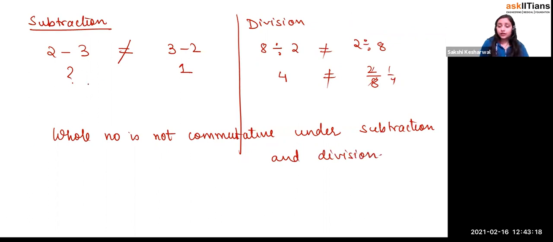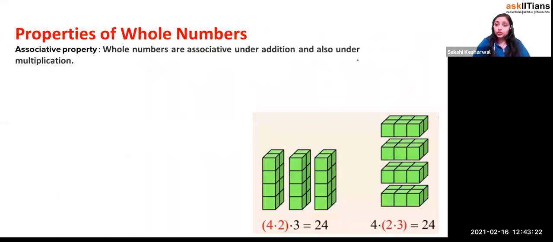Right? Under subtraction, because this answer is going to be -1, right? So they are not equal, right? Now, coming to the third property, that is the associative property.